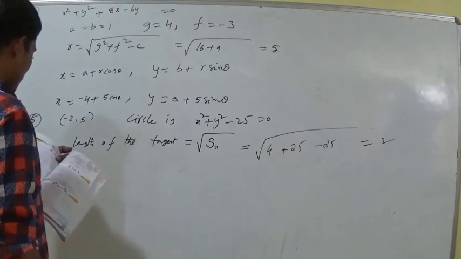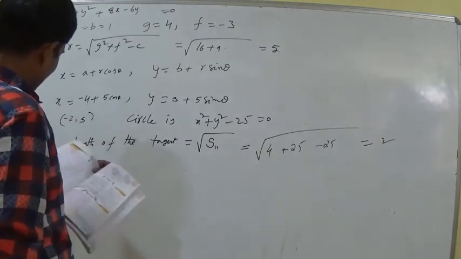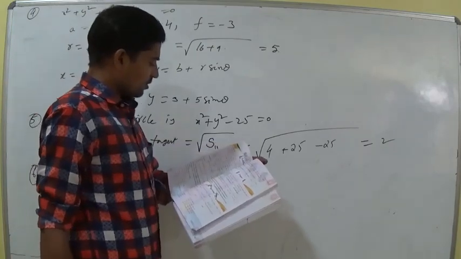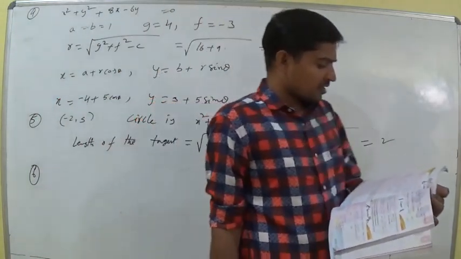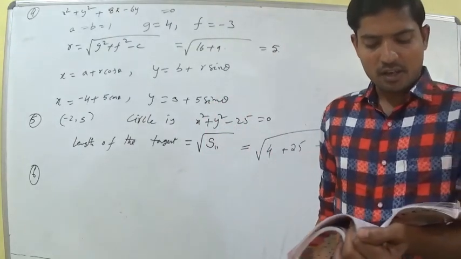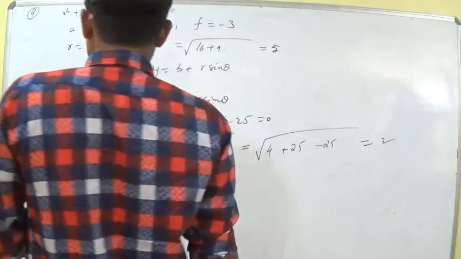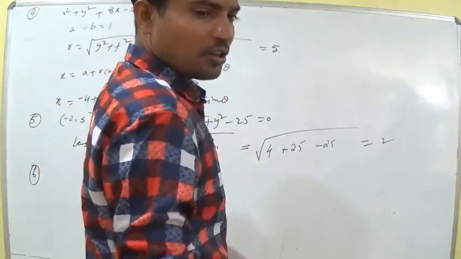Next, sixth problem. If 3x plus 4y plus k is equal to 0 is a tangent to the circle, then k is equal to... tangent to a circle.